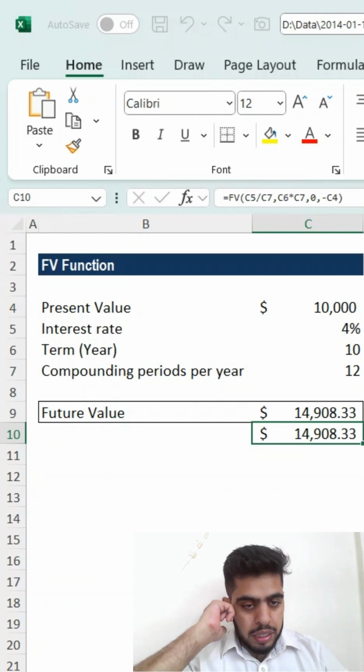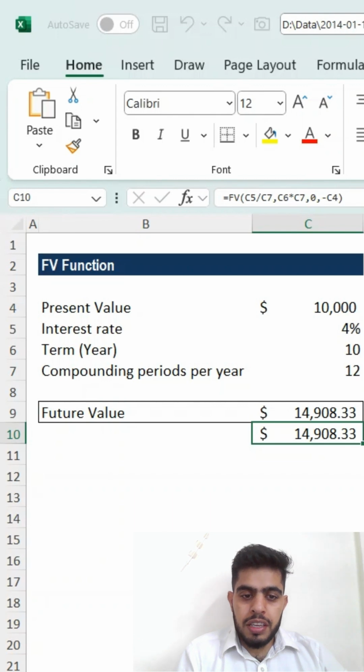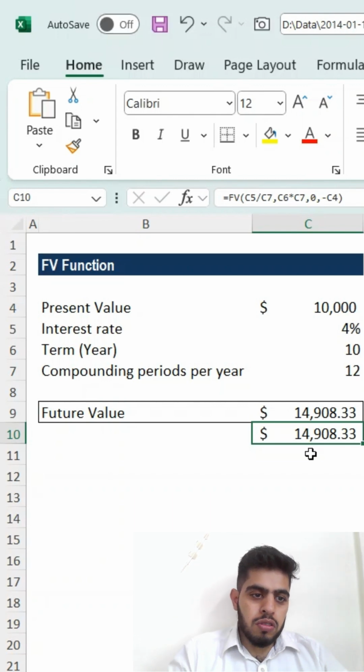The fourth one, which is an optional argument, is PV. This specifies the present value of the investment or loan. And the last one is type, which relates to the timing of the payment, that is, at the beginning of the period or at the end of the period.